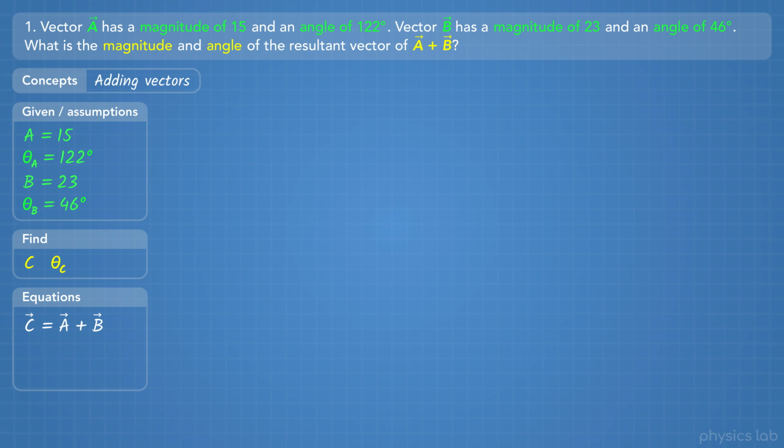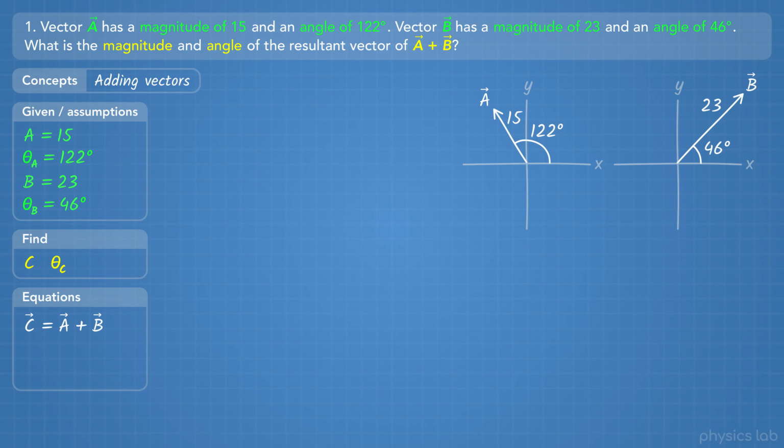The problem didn't give us any length units, and we're told vector A has an angle greater than 90 degrees. That should tell us that these angles are probably measured counterclockwise from the positive x-axis, which is the conventional way to describe angles using a single value. So let's draw vectors A and B starting at the origin of the x and y axes. Vector A has an angle of 122 degrees from the positive x-axis, and we'll label the magnitude as 15. Vector B has an angle of 46 degrees and a magnitude of 23.